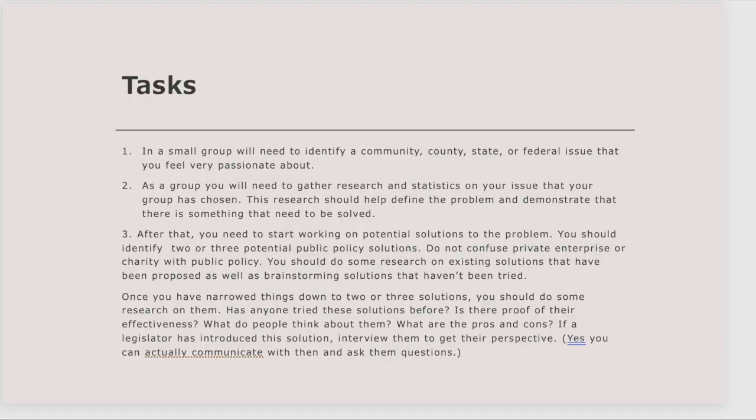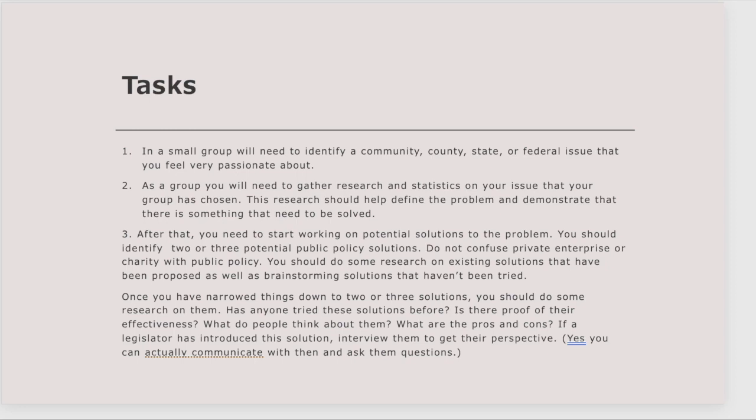Your tasks that will be completed during this project are, step 1: you will be in small groups and you will need to identify either a community, county, state, or federal issue that you feel very passionate about. This is something you will come up with as a group. To give you some examples, maybe as a community, you are hurt to see that there's not enough activities for teenagers to participate in. Or something as simple as there are too many potholes on my road. How can we fix this problem?